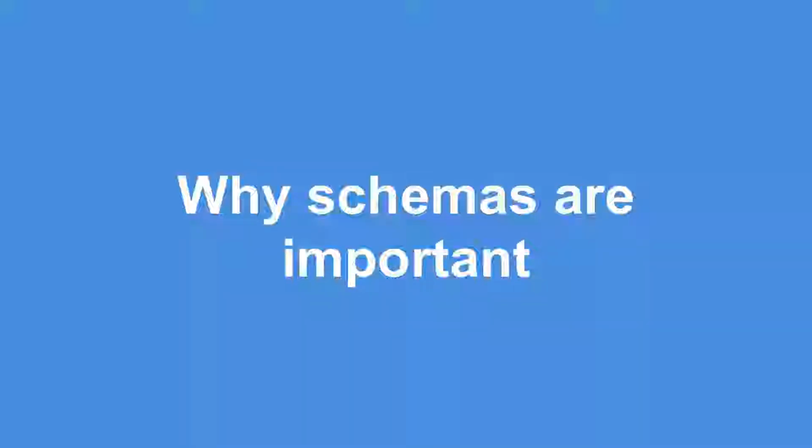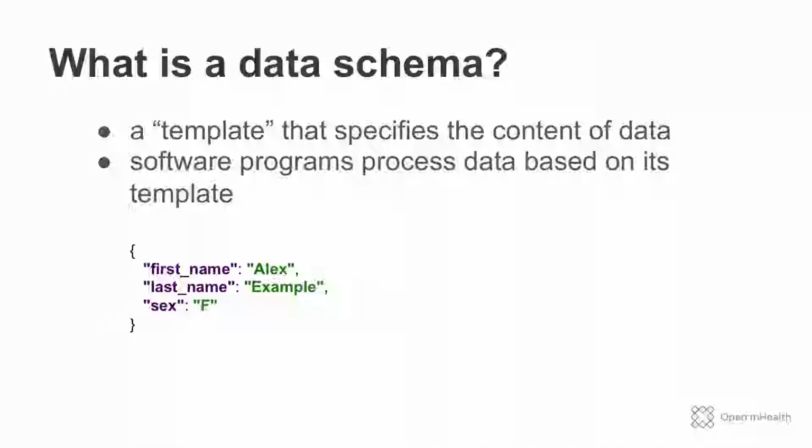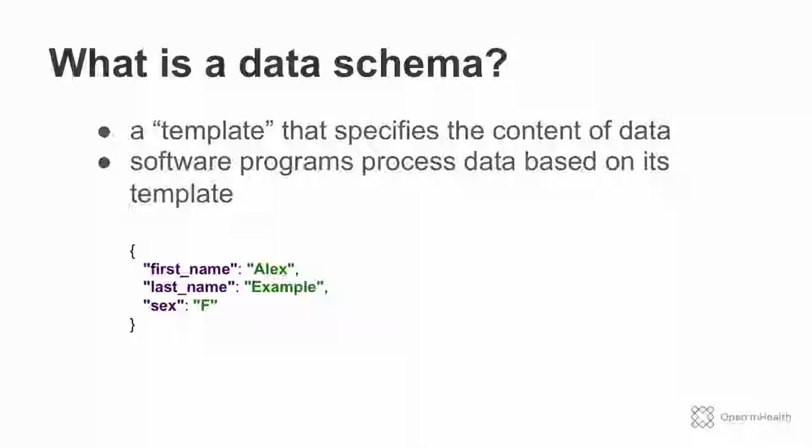So schemas are important because they're the way that data is expressed, and the way I think about data schema is it's a template that specifies the content of data. And when a software program knows what that template is, then it knows what to do with that data. It's really as simple as that. It's just a template. So here's the template: first name, last name, and sex. You look at it, and it's probably pretty understandable to you. And in essence, that's really all it is.